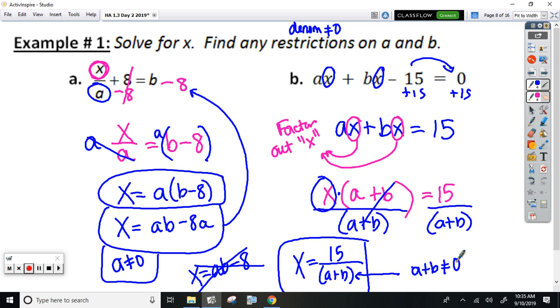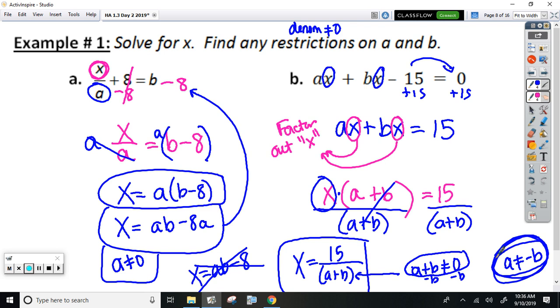Now, usually our book will take this a step further, and they'll actually have it as a cannot equal something. So we'll just use inverse operations. I see plus b, so I would subtract b from both sides to get a cannot equal negative b. I'm really okay with either of them, but I think when you look at my answer key, you're going to see these, so you might as well just get more comfortable with those.